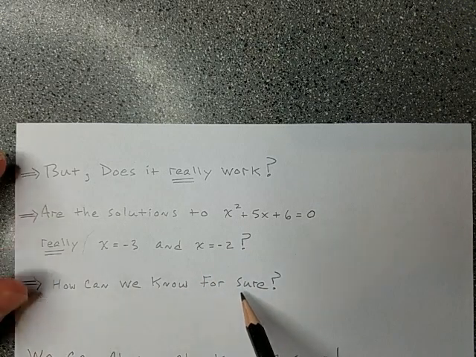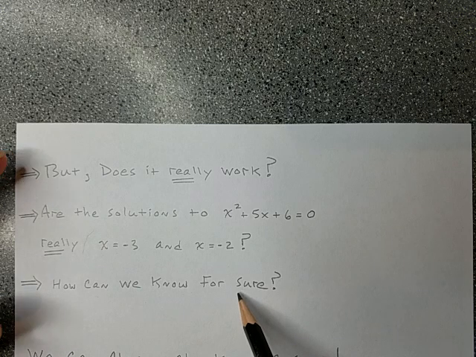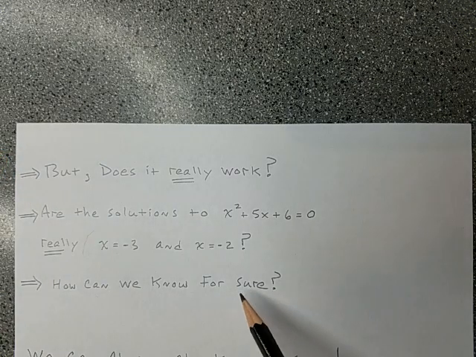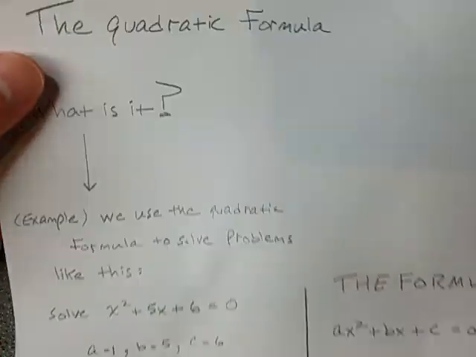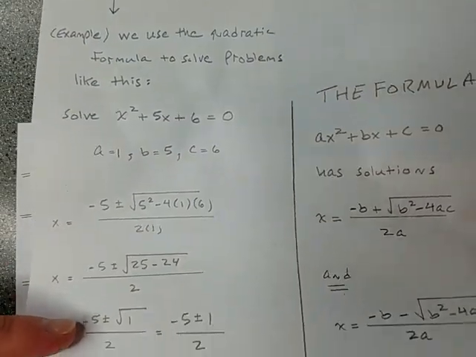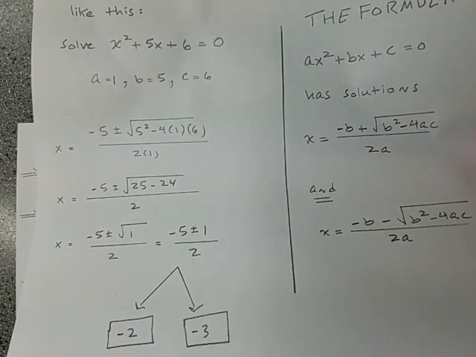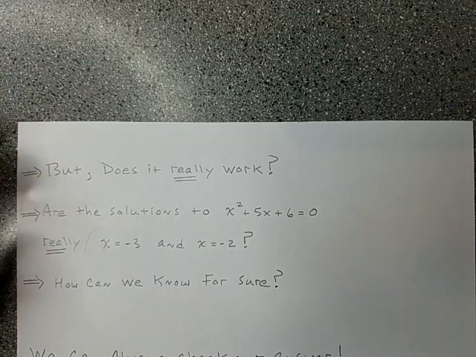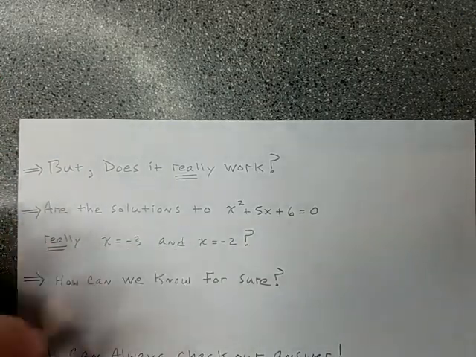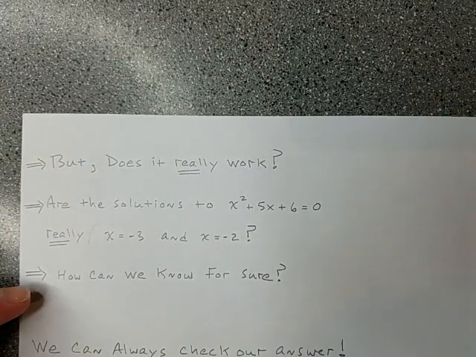So that's all a little bit philosophical, but I think that's part of learning is understanding. Okay? I think people can go through the motions, plug numbers in formulas, and type the answer in. But do you know what's happening? Okay, does it really work? Are the solutions really -3 and -2? And how would we know for sure?